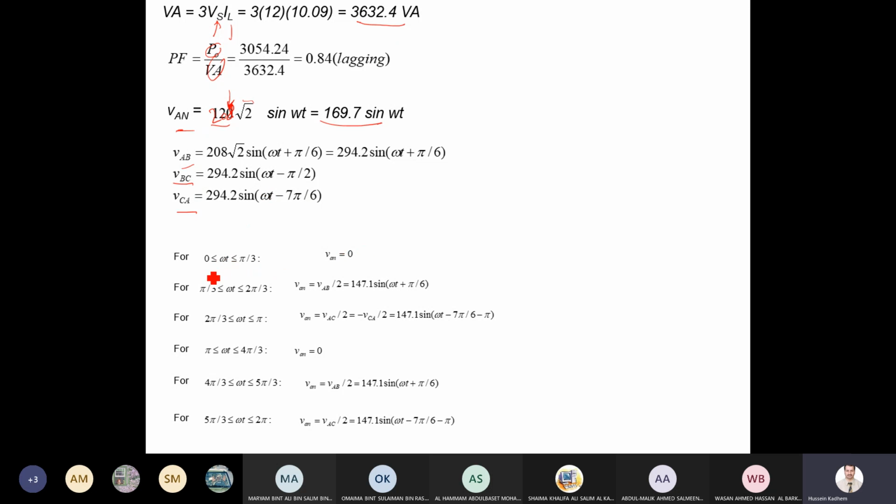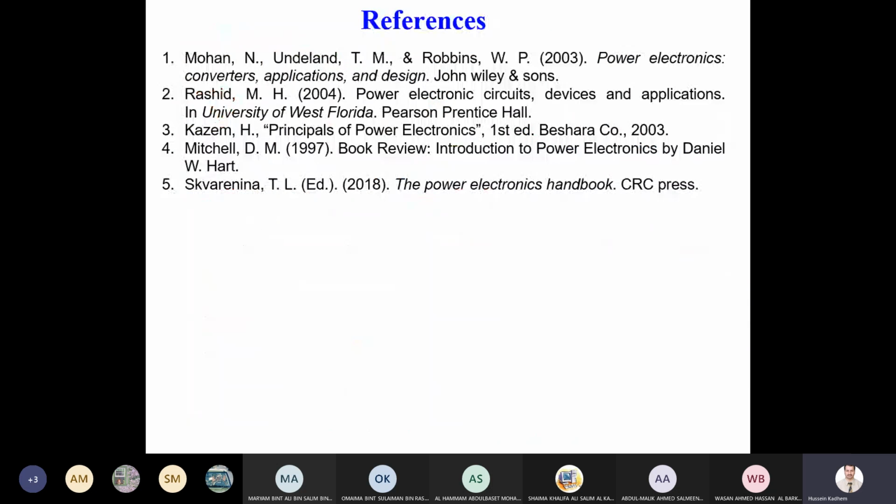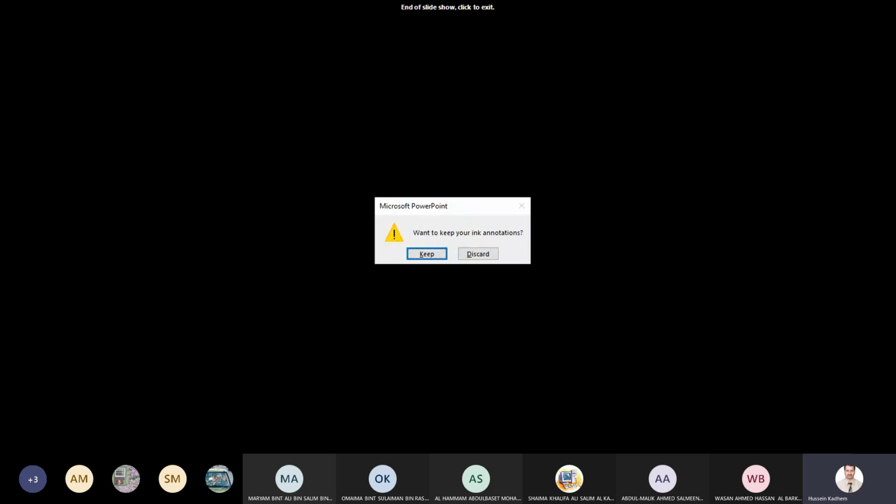Now let me start. I will say from 0 to 60, the voltage, as I mentioned, is 0. From 60 to 120, it is VAB over 2. It means 0.5 VAB. Do I have VAB? Yeah, I have it here. I just multiply it by 0.5. From 120 to 180, it's 0.5 VAC. Do I have VAC? Yes, I have it here. I just multiply by 0.5, and so on for the other parts of the circuit.